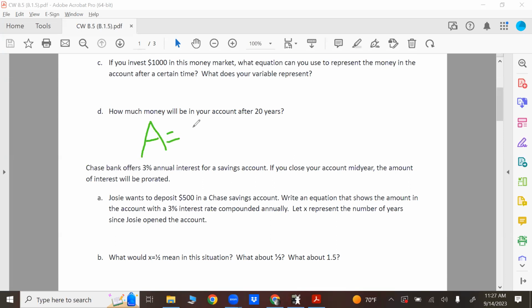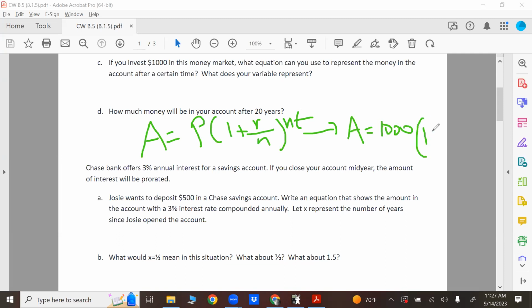A equals P. I'm going to write this again one more time. Sorry, I know you said an answer, but let's work it out. So A is going to equal what? The principal, which is 1,000, right? 1 plus 0.08 divided by 4, raised to the 4 times 20th power. Does that make sense? And again, it's a matter of just knowing how to use it. And then you just plug in the calculator. That's all.